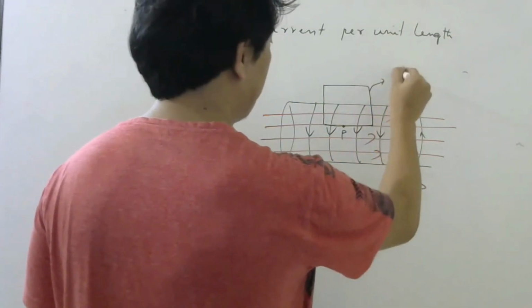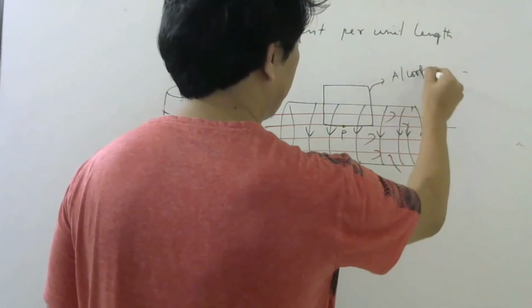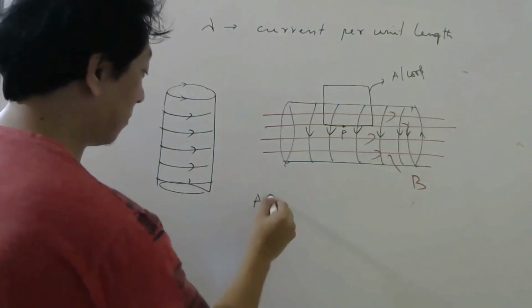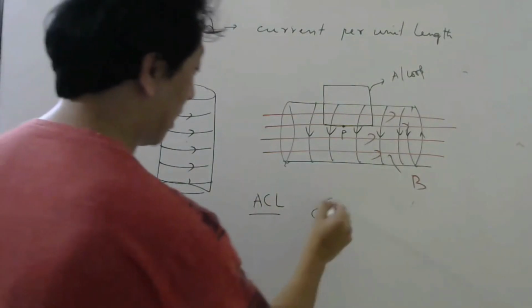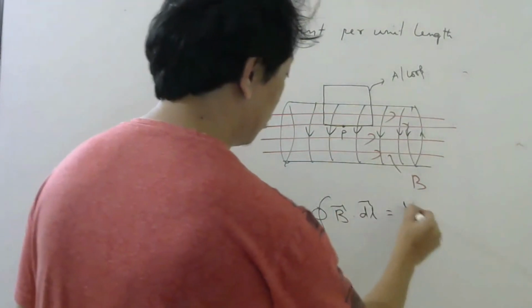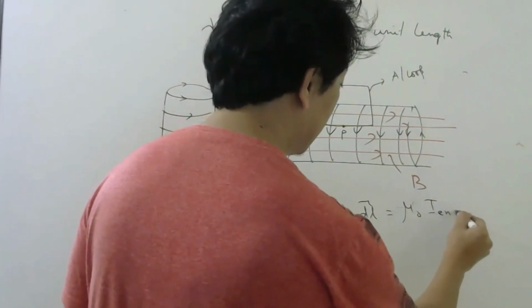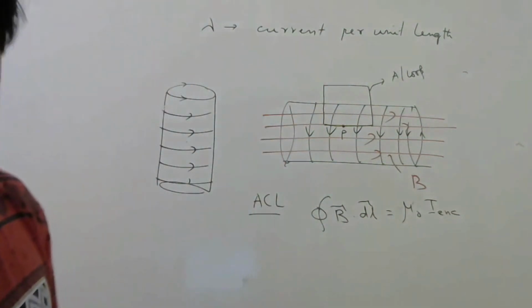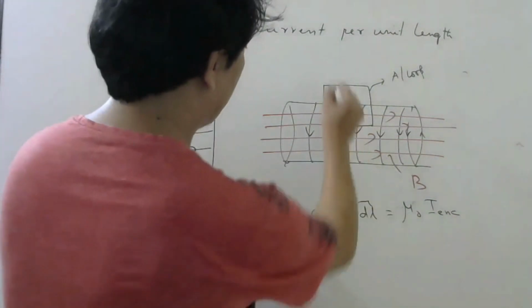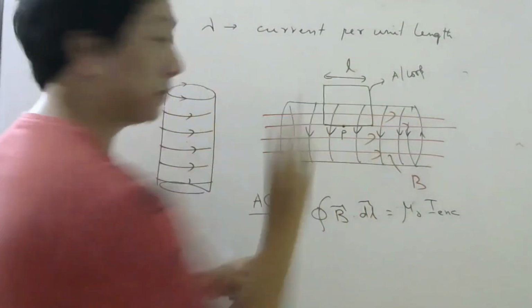This is my Amperian loop. Okay, so let us calculate. Let us apply Ampere circuital law. The line integral of B dot dl is equal to mu naught times the current enclosed by the loop. Okay, enclosed by the loop. Now, what will be this part? Let us say this length is L.